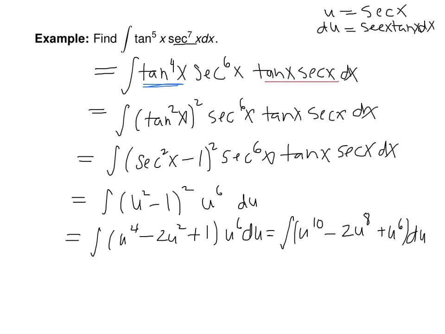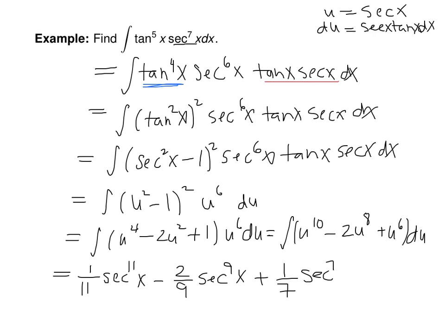du. And now anti-differentiate and plug back in what u was. We end up with 1/11 secant to the 11th of x minus 2/9 secant to the 9th x plus 1/7 secant to the 7th of x plus c.